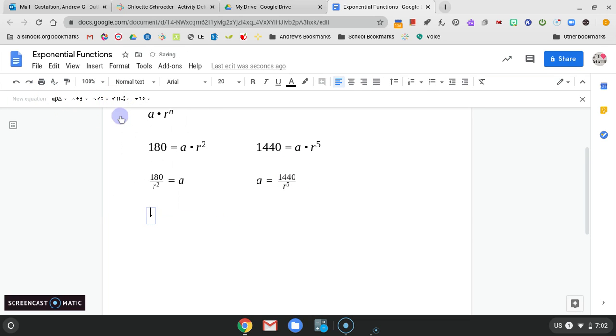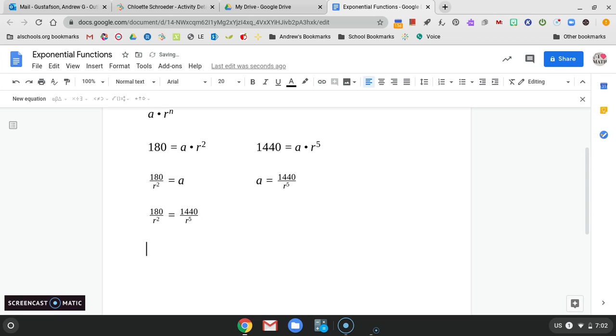More or less, I can squeeze them together using the transitive property, and don't worry about that term if you're unfamiliar. This is easier to write on paper, but there we go. Okay, so I've squeezed those two equations together. I've used substitution to put them together. Now I have one equation with one unknown.